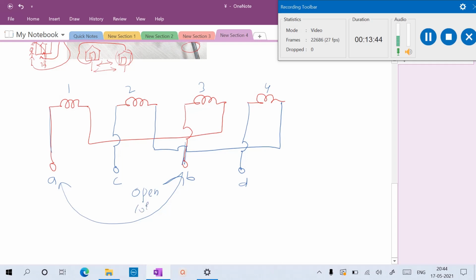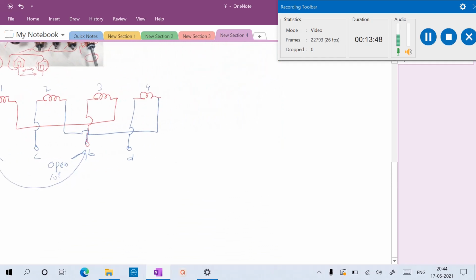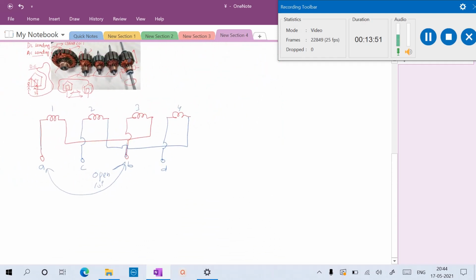Now coming to the closed coil. What is a closed coil here? You can see the closed coil. For example, you take the round-shaped armature, and here you can take one coil, and this is one coil, and this is one coil, and so on around the armature.